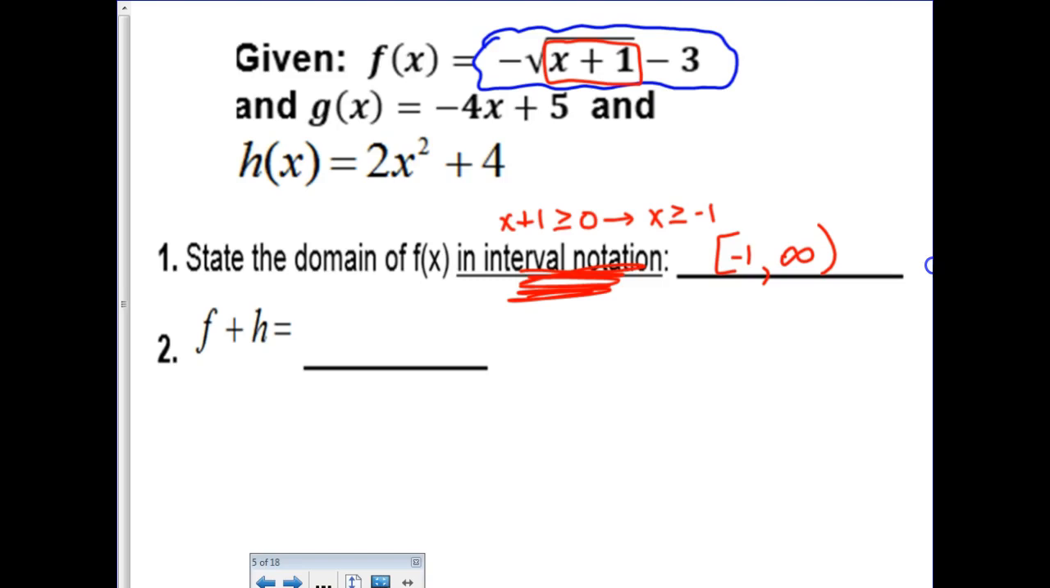All right, f plus g, or sorry, f plus h. So f plus, where's h? Down here. This is kind of weird.